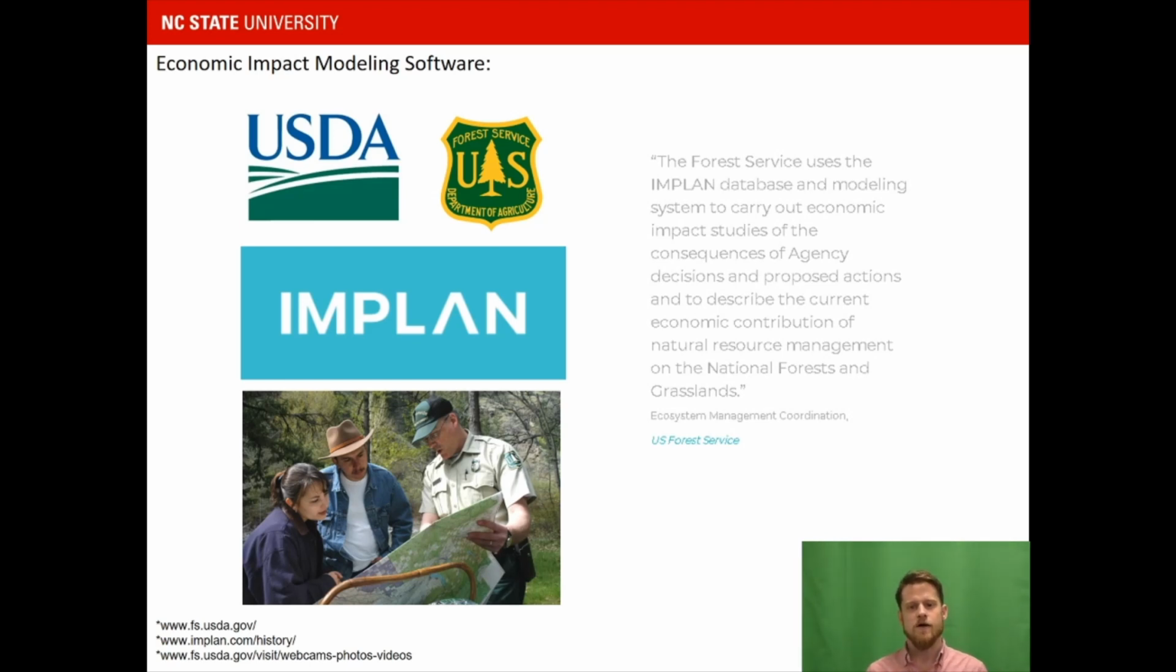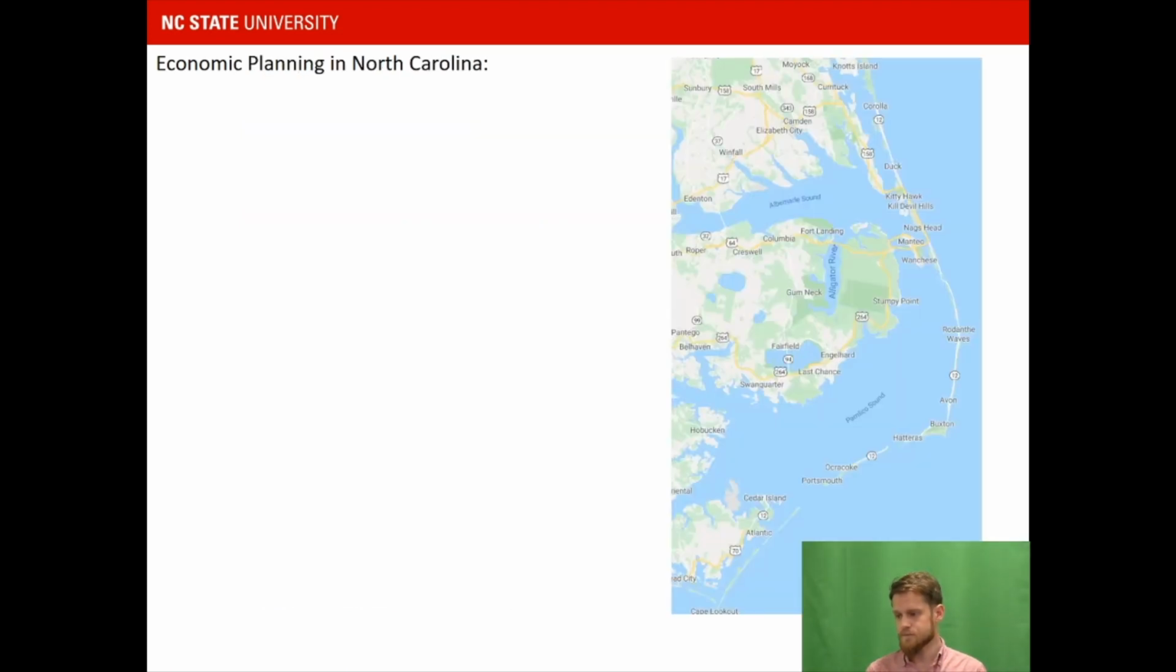And so to do so, the Forest Service worked in conjunction with some software developers to create InPlan. InPlan's a great software tool. It takes really data-heavy input-output tables and then combines it with a really nice user-friendly front-end interface, and you can use that software to create economic impact assessments.